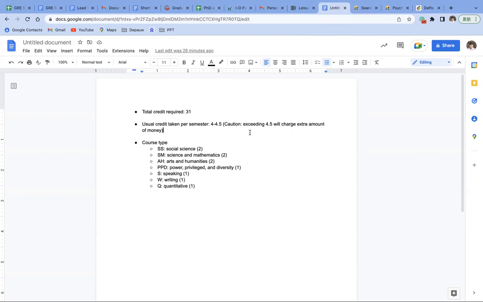And just be cautious: when you take credit that exceeds 4.5, they will charge you an extra amount of money. So when you take, for example, 4.75 or 5.0 courses, you need to contact the registrar's office to get more information about how much should be charged, because I think different courses require a different amount of money. So just be cautious with that.